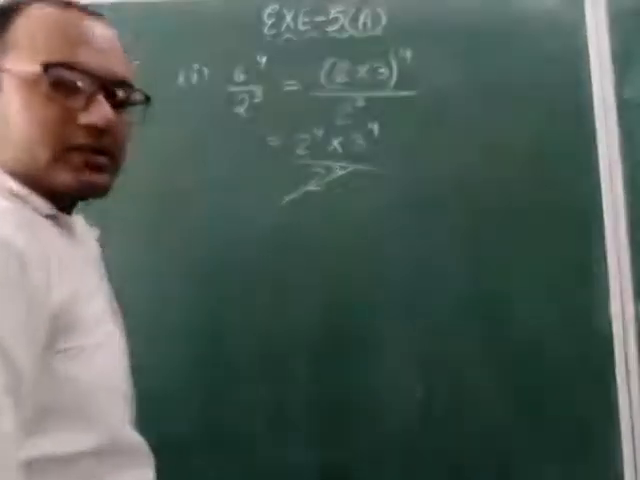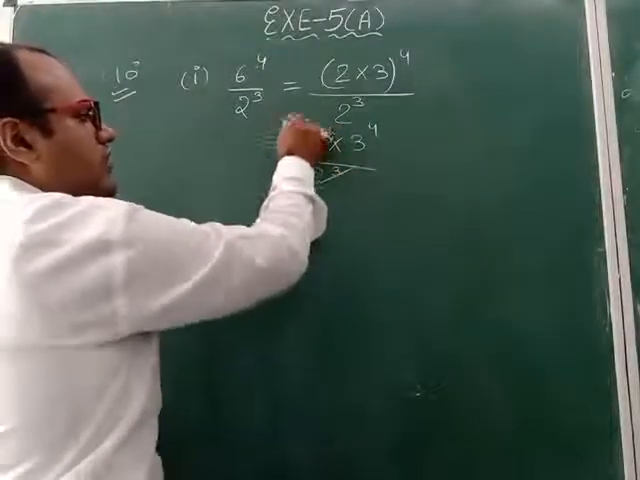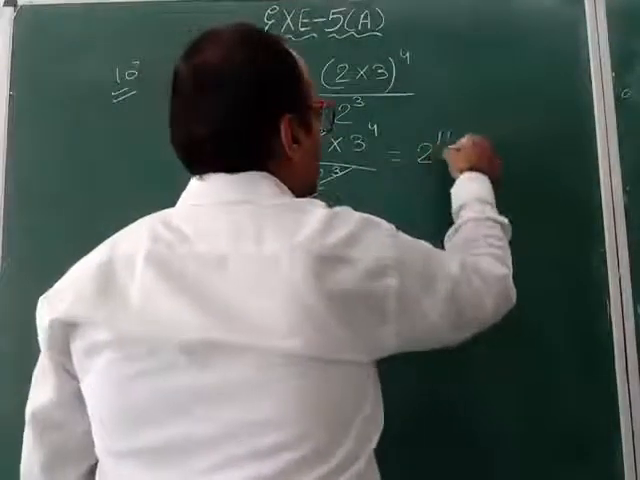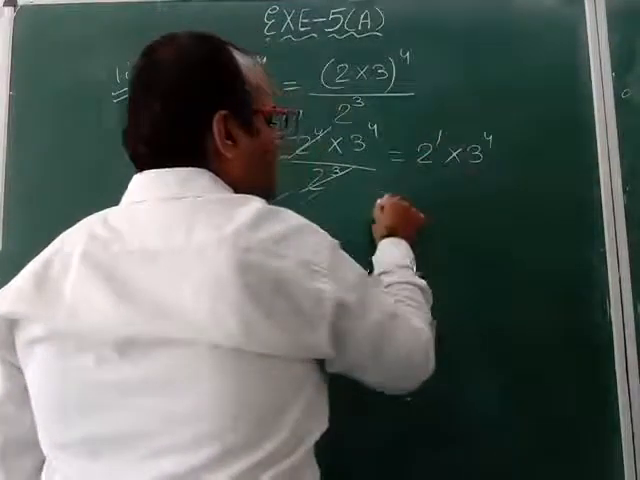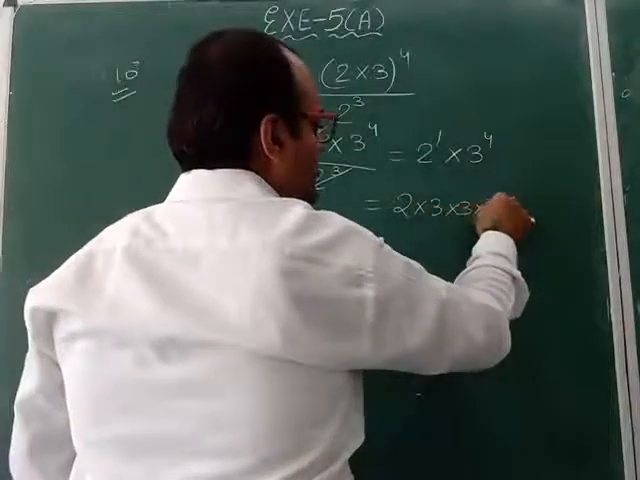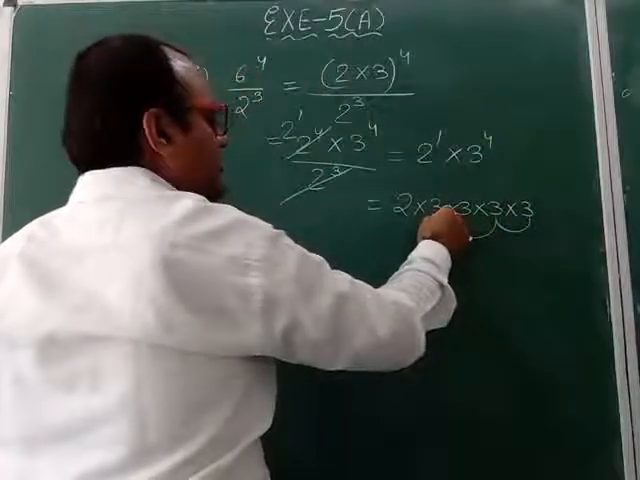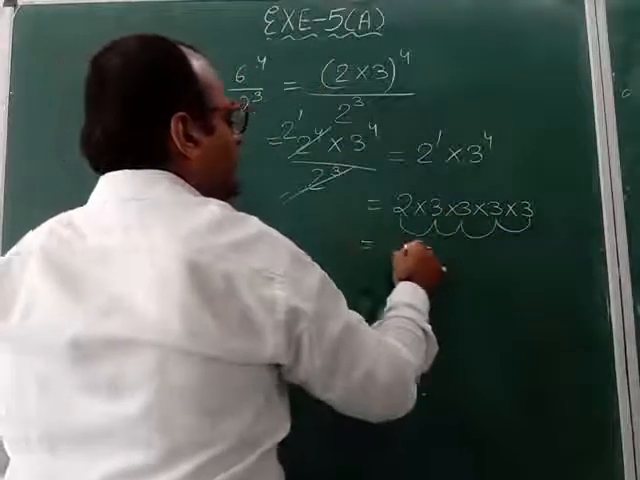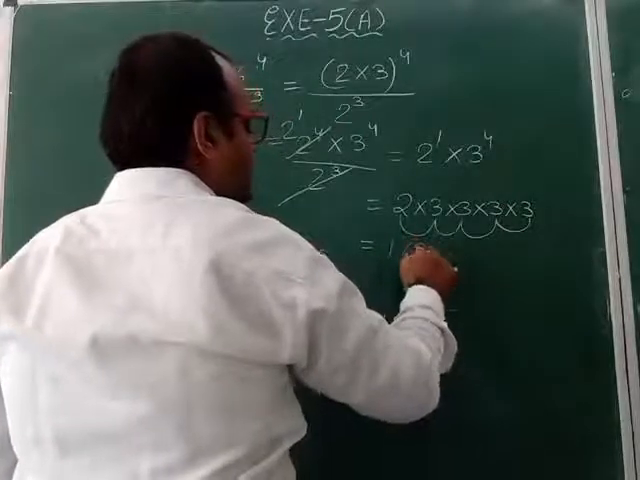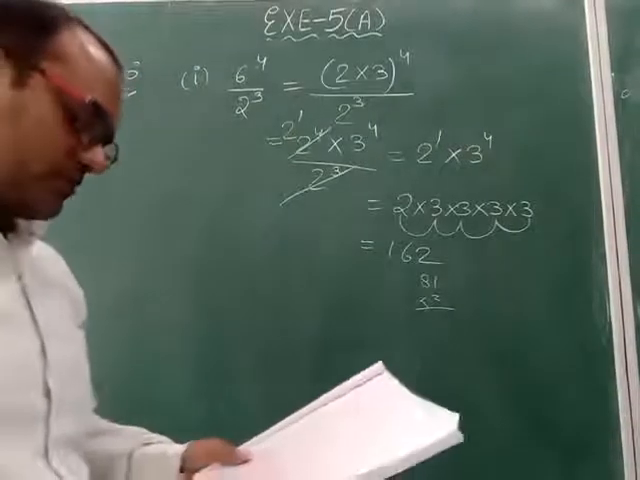Downside 2 is coming 3 times, upside 2 is coming 4 times. So upside 2 power 1 will be remaining. So remaining number is 2 power 1 multiply 3 power 4. 2 power 1 is 2. 3 power 4 is 3 into 3 into 3 into 3. 3 3 is 9, 9 3 is 27, 27 3 is 81. 81 into 2, we will get 162. So like this we have to do question number 10 first part.